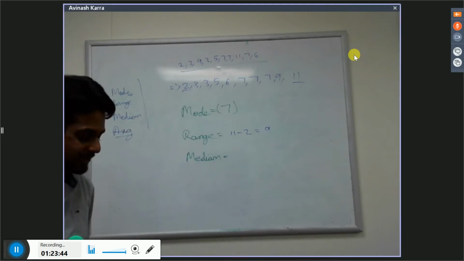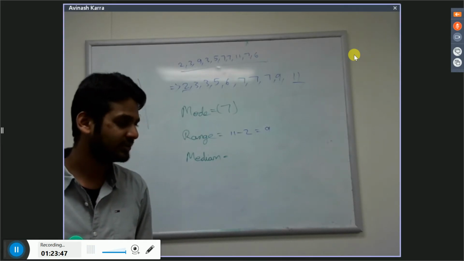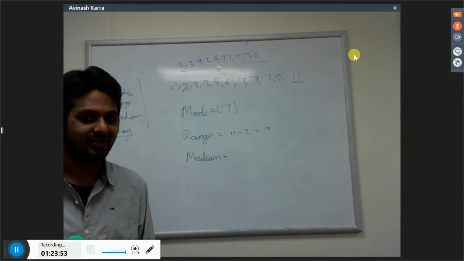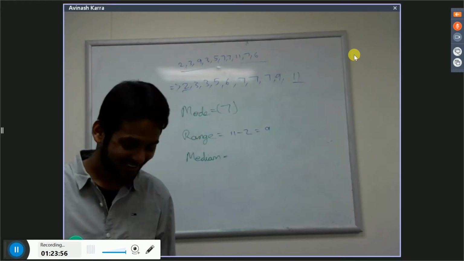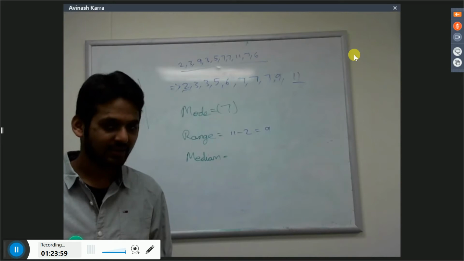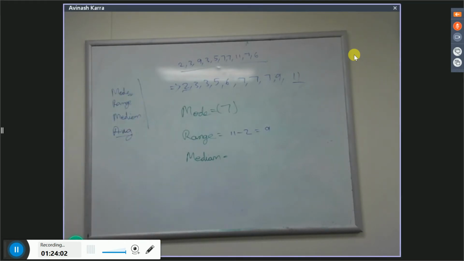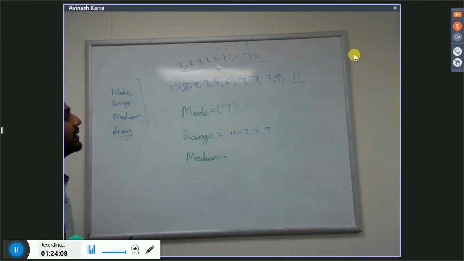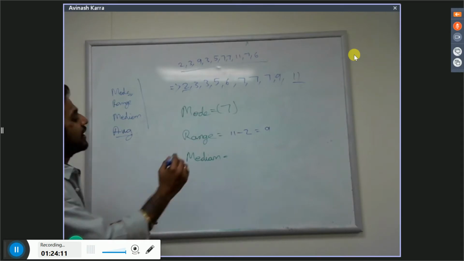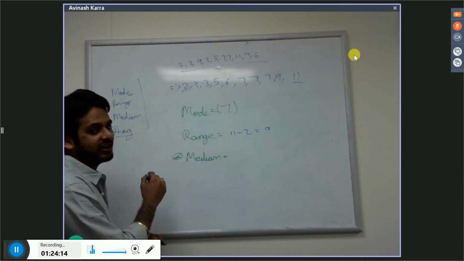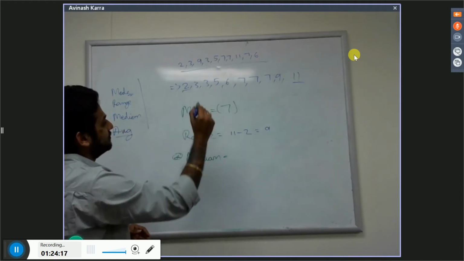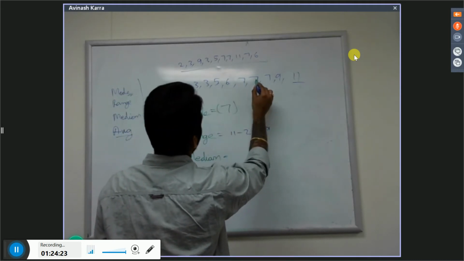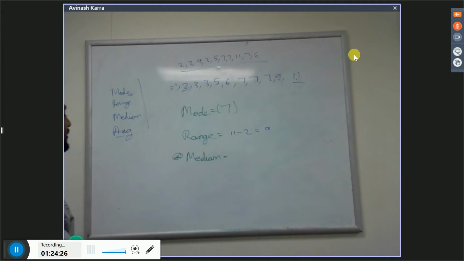Can anyone say what is median without looking at the book? Just the middle number. Okay. The number in the middle. Perfect. The number which is in the middle is called median. And median plays a key role for percentiles and everything that comes later. So, what is the number in the middle right now? 1, 2, 3, 4, 5, 6, 7, 8, 9, 10. So, what will be the median?